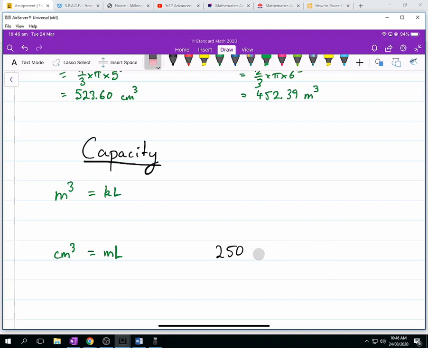So now we've got cubic meters and cubic centimeters. Just checking the volume works. It does. Now, what we need to make sure of is that most questions ask you to put them in liters.